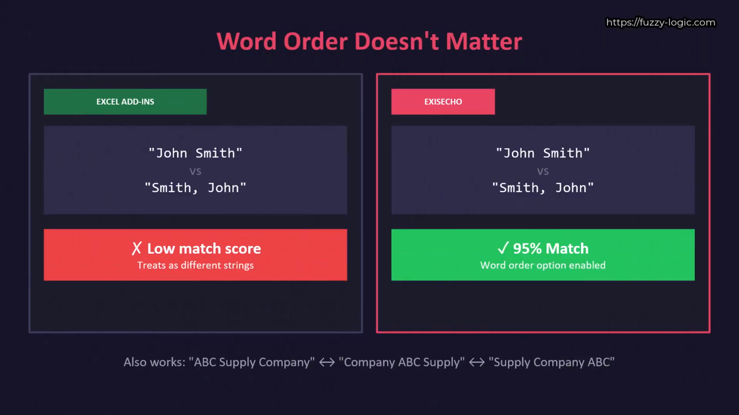Word order, John Smith versus Smith, John. Add-ins see completely different strings. ExisEcho recognizes they're the same person. 95% match.